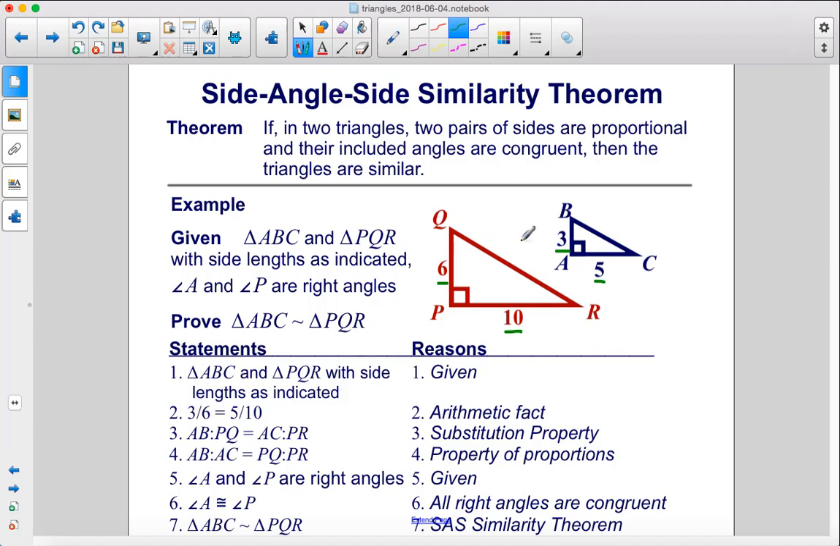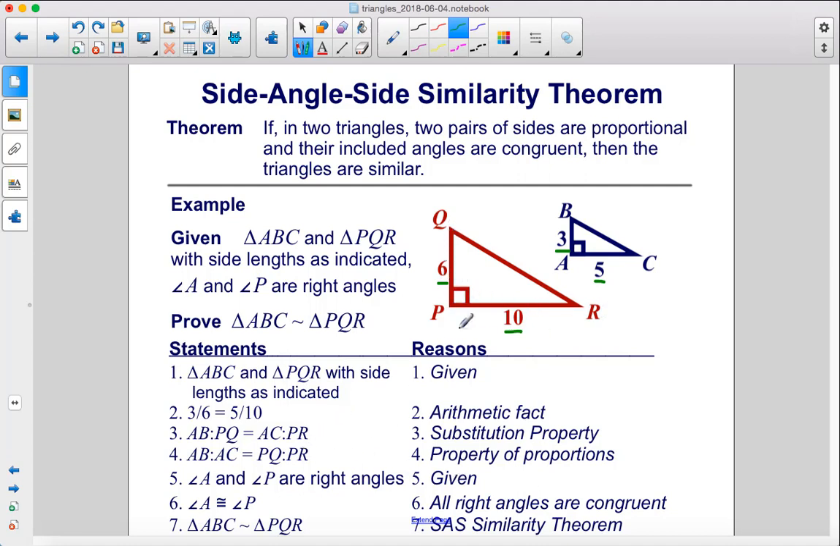So instead of 3, we write AB. Instead of 6, we write PQ. Instead of 5, we write AC. And instead of 10, we write PR. Then, because of the property of proportions, we can do a little cross multiplying and switch up the order. So that becomes AB is to AC as PQ is to PR.